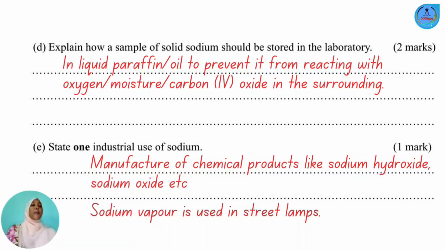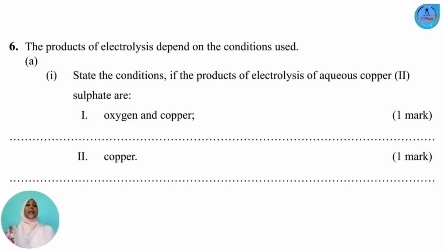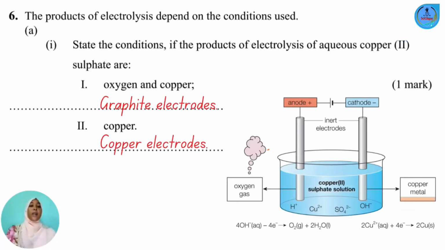Proceeding to question number 6. The products of electrolysis depend on the conditions used. Part A, Roman 1. State the conditions if the products of electrolysis of aqueous copper 2 sulfate are Roman 1, oxygen and copper, Roman 2, copper. Now, let's break it down.